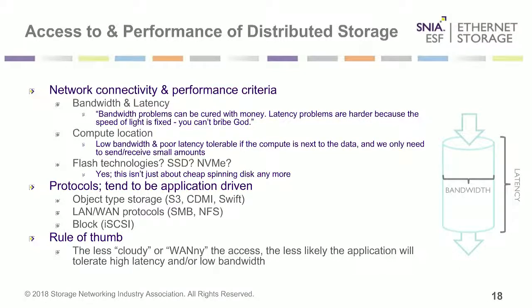The compute location is important here because low bandwidth and poor latency can be tolerable if the compute is next to the data. And that's key, again, in the distributed environment. It's moving the compute out to where the data is, and then we only need to send and receive small amounts of data. But I'll, again, cover that when we talk about some of the topics further in.